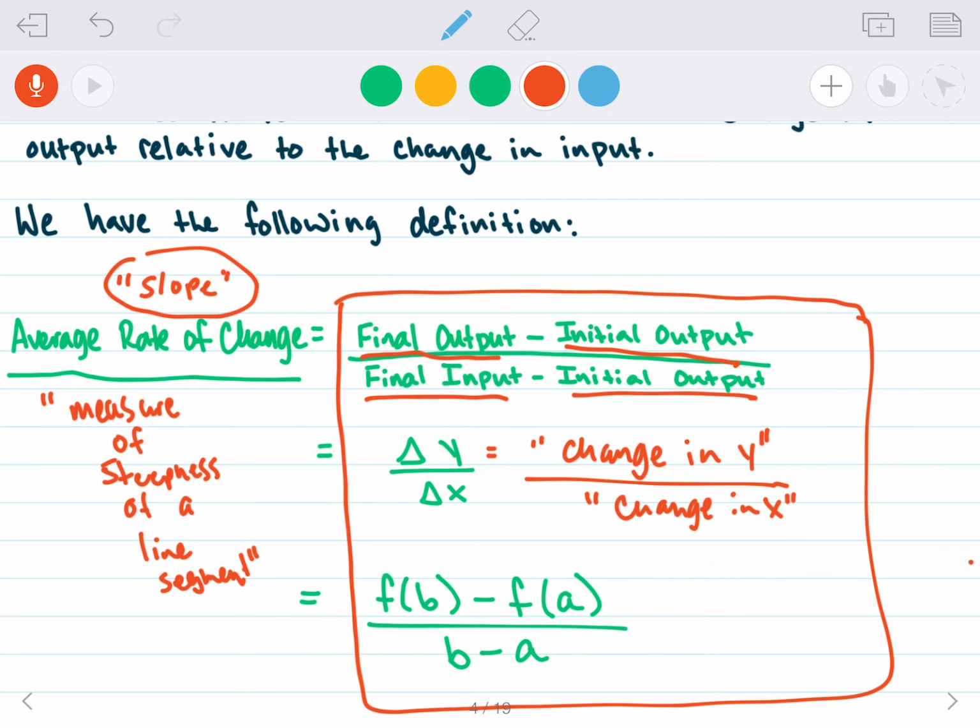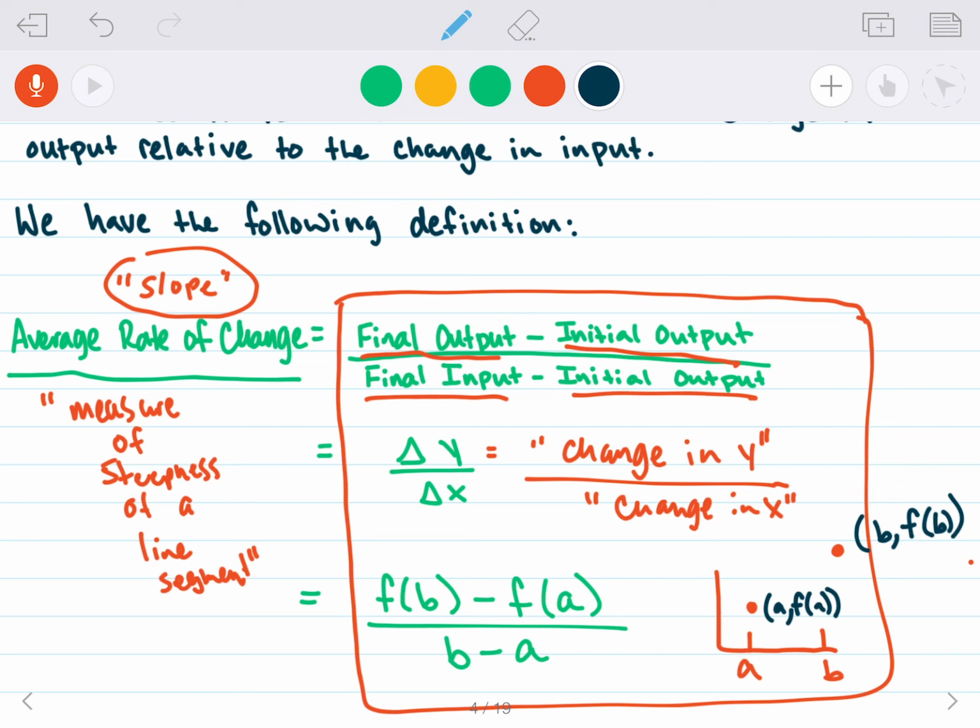If you're more of a graphical kind of guy or girl, you can look at this in terms of a graph. So here's our initial input. Here is our final input. Here is our initial output, and here is our final output. If I wrote this as an ordered pair, we could write it as A, comma, f of A for that first point right there. And the second point right here could be B, comma, f of B, if you want to look at it like that.